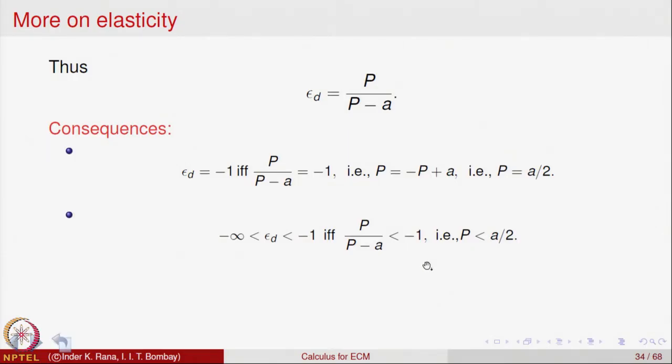And finally, when it is between minus 1 and 0, that gives the relation P is bigger than A by 2. So, coefficient of elasticity, when P is equal to A by 2, it is unit elastic. When the price P is less than A by 2, that is very responsive, highly elastic, and when P is bigger than A by 2, it is inelastic.